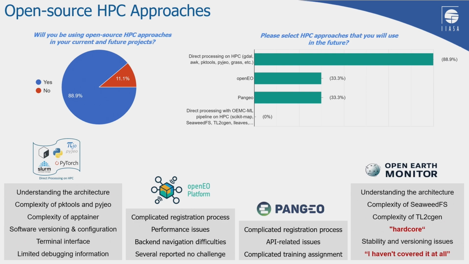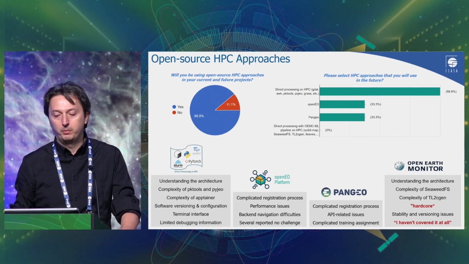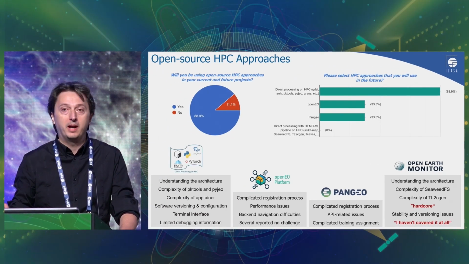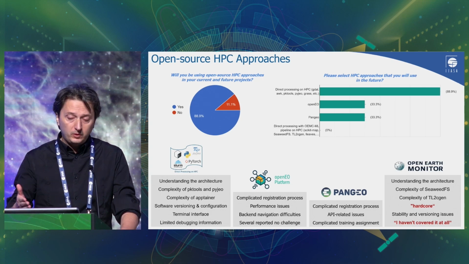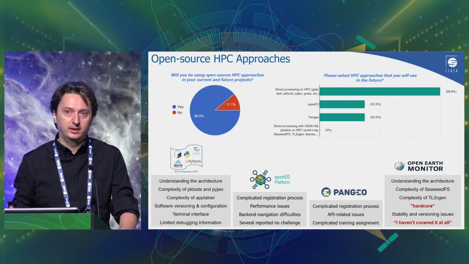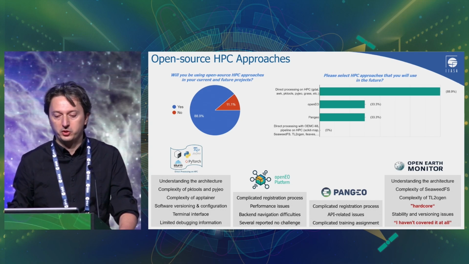Interestingly enough, they were all into the direct processing on HPC, even though on the bottom you can see the challenges they reported to us. So basically this direct processing on HPC was the most challenging for them, but still they prefer this way of computation compared to others, compared to OpenEO or PanGeo. Although every third also considered those two approaches.